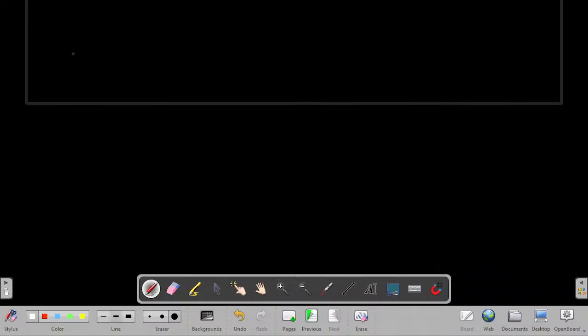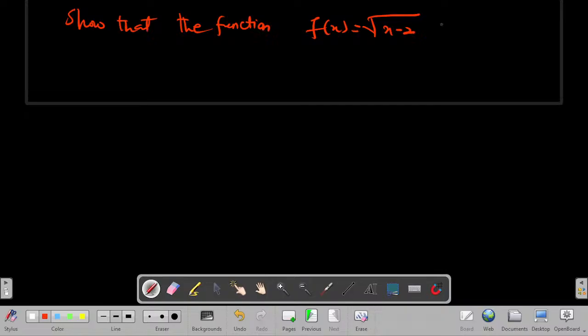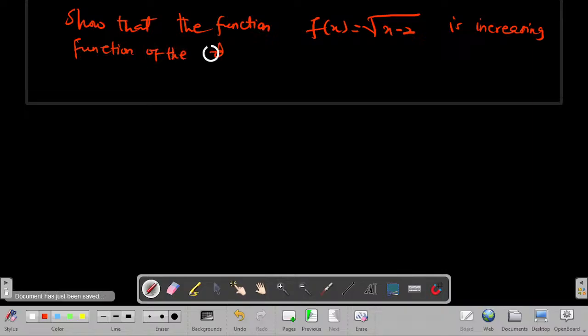Now, let's solve some beautiful problems here. The first problem says: show that the function f of x is equal to square root of x minus 2 is an increasing function of the domain.